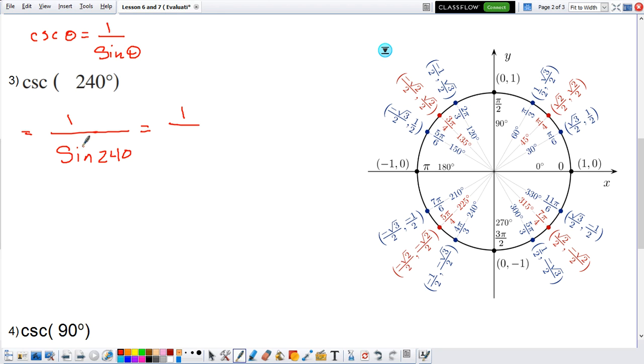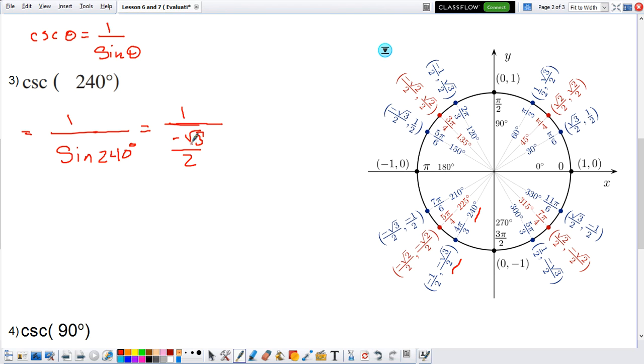Now let's find out what's the sine of 240 degrees. Sine of 240. Let's look, where's 240? Here's 240. If I want the sine of it, I'm going to look at the y value. So that's negative square root of 3 over 2. So this is what we have. We have 1 divided by negative square root of 3 over 2.